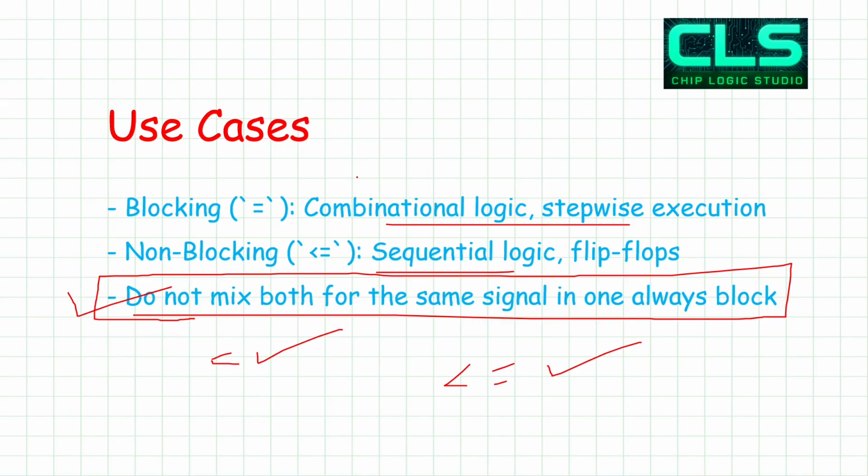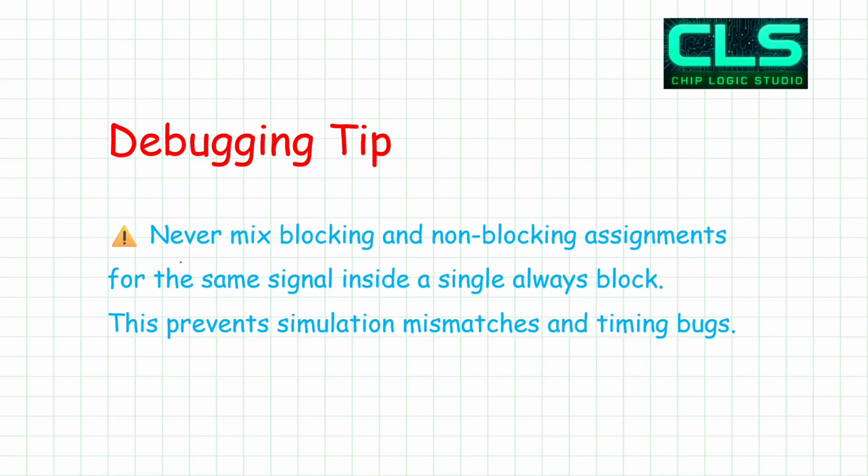But in interviews they will ask, like, the first statement is blocking and another statement is non-blocking, to test your understanding of the basic concepts. Tips for debugging: never mix blocking and non-blocking assignments, as I said earlier, because it is confusing, the compiler will get confused, and you will get race conditions. For the same signal, always use blocking. If you mix them on the same signal, it will get confused. This prevents simulation mismatch and timing bugs. Timing bugs and race conditions all depend on the proper use of blocking and non-blocking assignments. So keep that in mind.